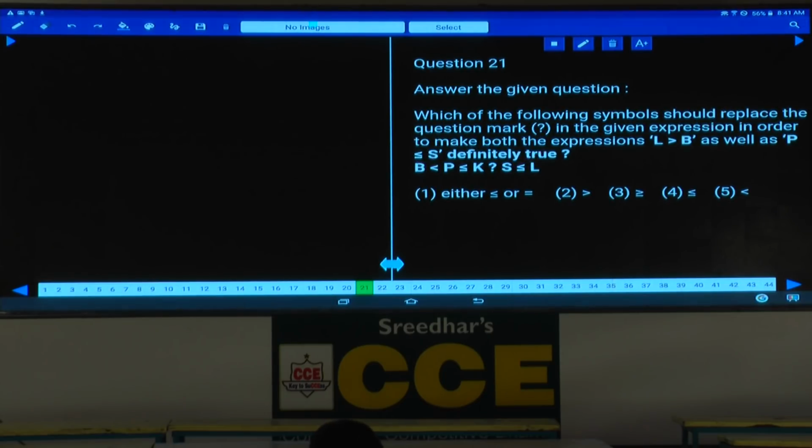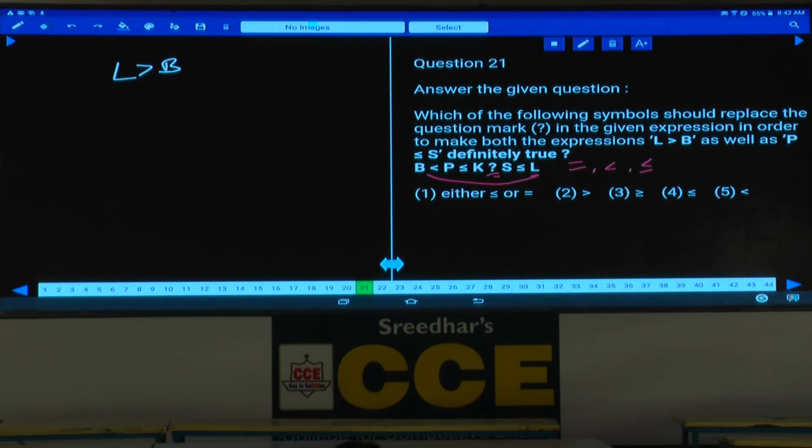Then the 21st, definitely true. L greater than B as well as P lesser than or equal to S, definitely be true. Now, between B and L, L must be greater than B. There is one lesser than here between B and L. In order to get L greater than B, tell me what symbol has to be replaced. If you replace it with equal to, it is fine, isn't it? Because there is one lesser than, that is equal. If there is equal to between this one, that is okay. Or lesser than is there, that is again okay. Lesser than or equal to, then also it is okay, isn't it?